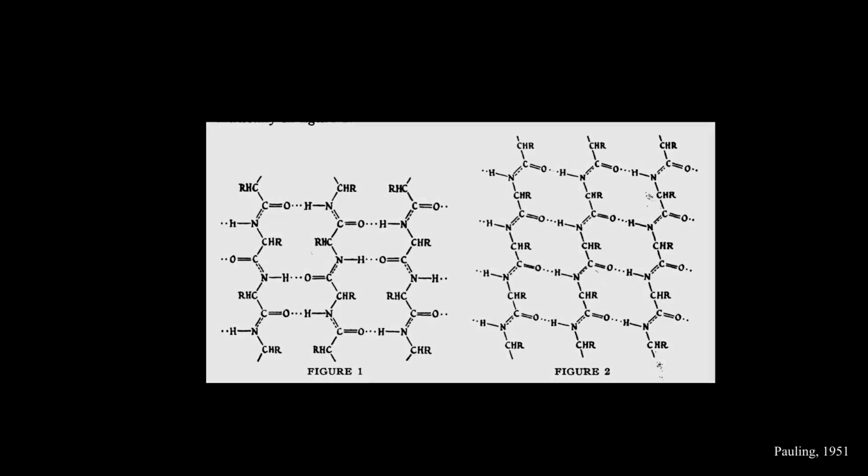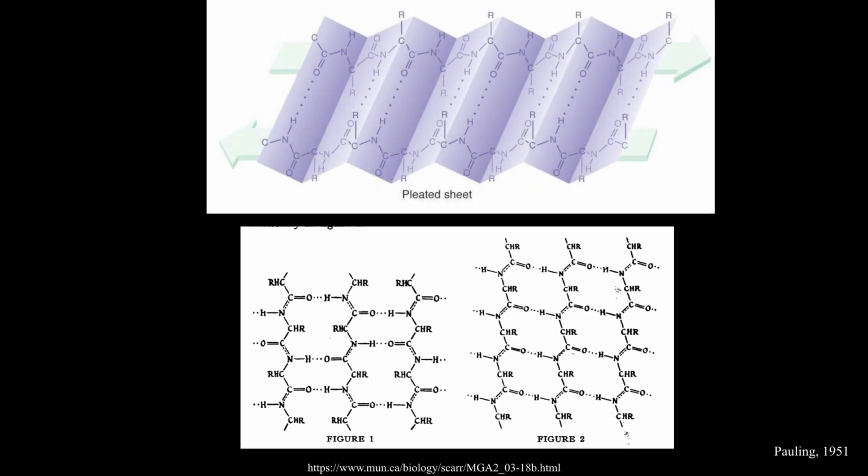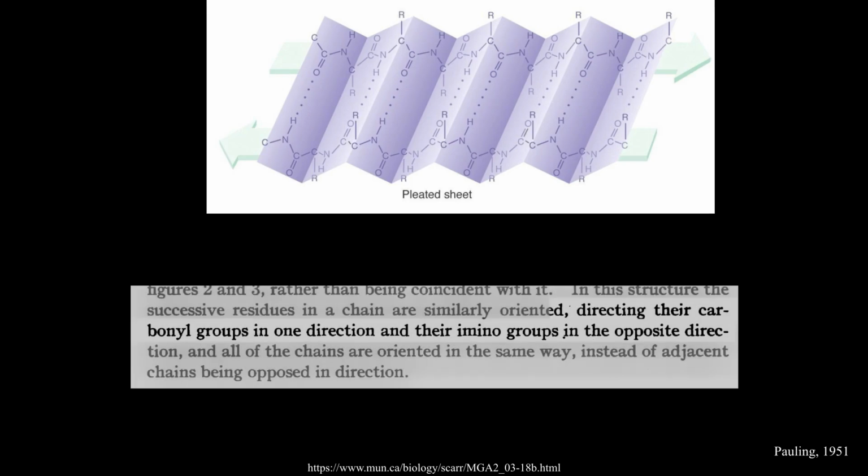He also proposed that amino acids could form lateral hydrogen bonds with residues from a separate chain running in parallel, either in the opposite direction forming a beta sheet, or in the same direction, which he called pleated sheet. In this configuration, the hydrogen bonds between the two chains are perpendicular to the plane of the sheet, directing their carbonyl groups in one direction and their amino groups in the opposite direction, and all the chains are oriented in the same way.